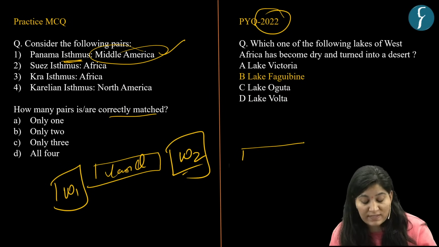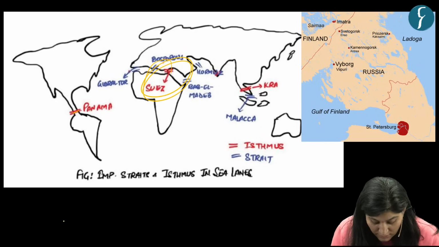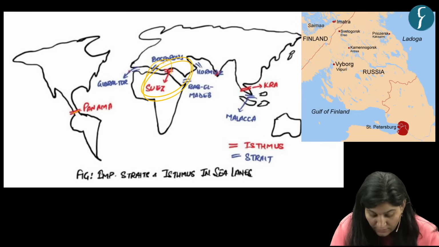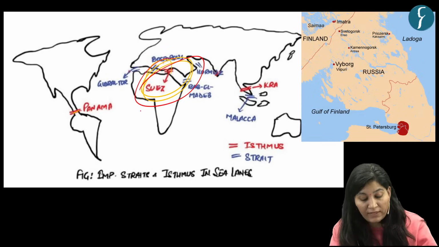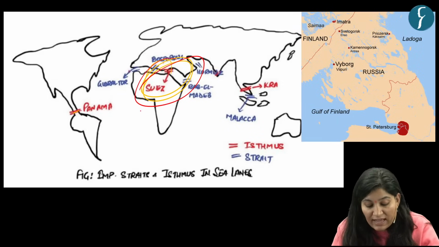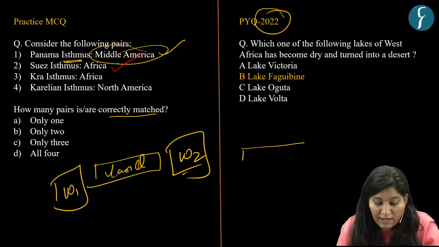Second is Suez Isthmus. Now where is Suez Isthmus? Here, as you can see in this map, let me change the color. As you can see in this map, it connects the Mediterranean Sea with the Red Sea and it lies in Africa. Okay, this makes our second option correct. Suez Isthmus lies in Africa.